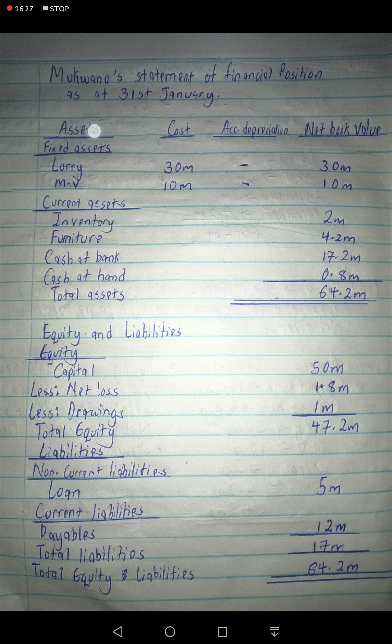So with that, it's going to be assets, fixed assets, which is lorry of 30M, motor vehicle of 10M. Here was accumulated depreciation, we don't have anything. Then net book value is going to be equal to the cost, so 30M and 10M. Then we are having current assets, inventory, which is going to give me 2M. Then furniture 4.2M, cash at bank 17.2M. Then cash at hand is going to be 800,000, which I've called 0.8M, but it's 800,000. Then total assets is going to be 64.2M.